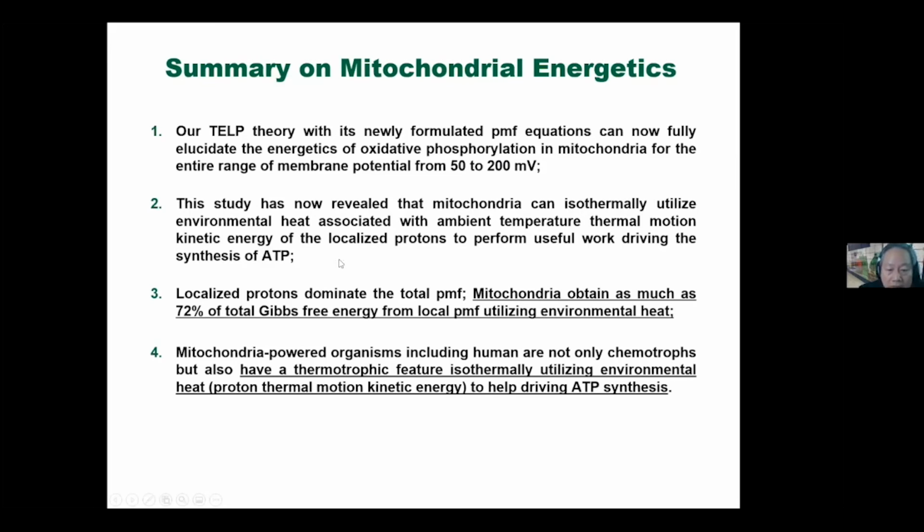This study has revealed mitochondria can isothermally utilize environmental heat energy at ambient temperature, in that case 37 C, okay, the thermokinetic energy of the local proton, to perform useful work, drive ATP synthesis, converting part of the heat energy. Of course, some of the energy came from chemical energy as well. So local proton motive dominates the TMF, and the mitochondria obtain as much as 70% of the free energy from this process.